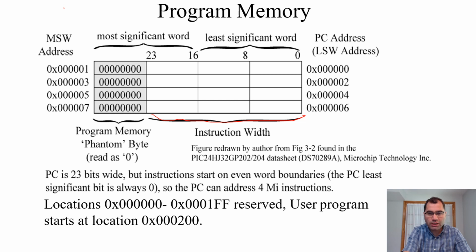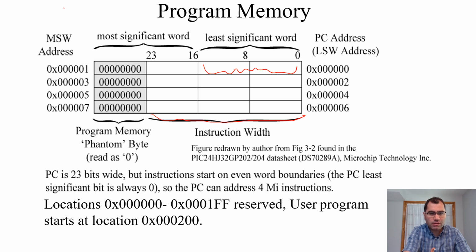This is the program counter, right? It counts the instructions, and obviously it's going to start from 0. Because the instructions are 24 bits wide, we cannot hold one in a single address location, because address locations are 16-bit. So if it is 24, we need 2 address locations.